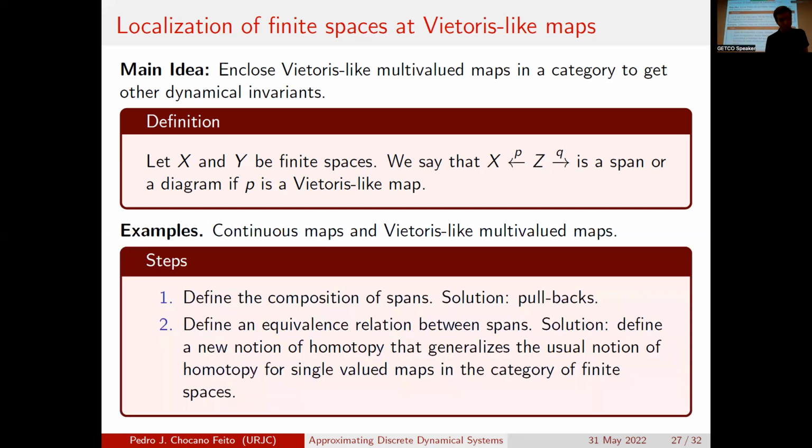And the steps to get a category: the first step is to define a good composition. The idea to define a composition is using pullbacks. After that, the following step is to define an equivalence relation between spans. In this case, the solution is defining a new notion of homotopy.